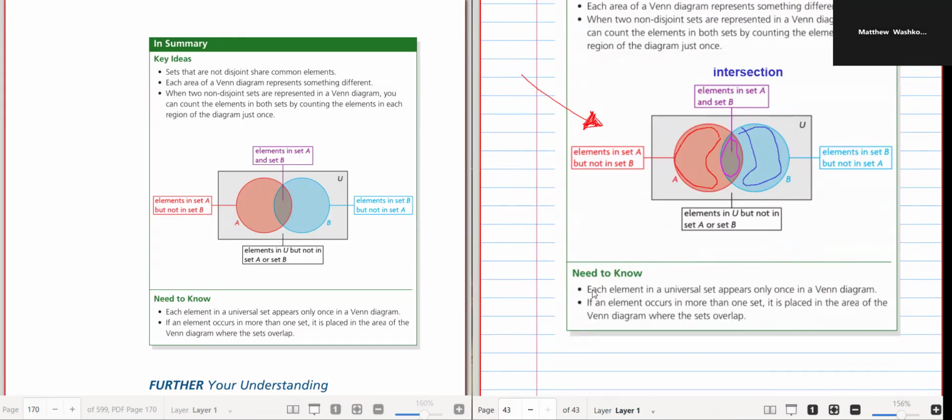Couple key notes. Each element in a set only appears once. I didn't include the people from the intersection, this purple part, in A. They're not there. They play both. They're in their own little subset. If an element occurs in more than one set, it is placed in the Venn diagram where the set overlaps or intersects. That's going to come into play later on in here.